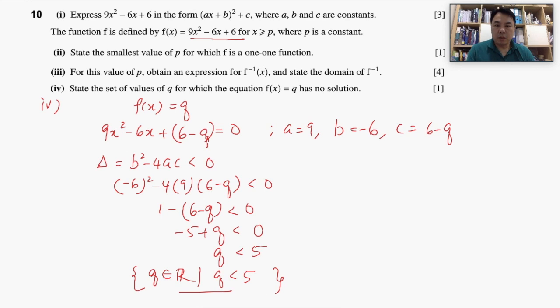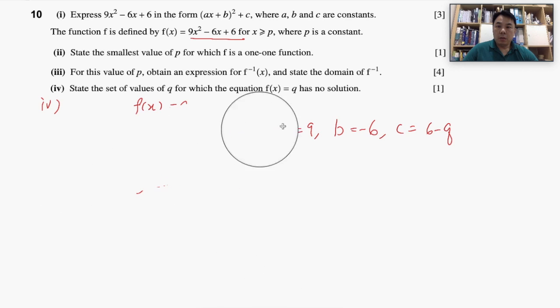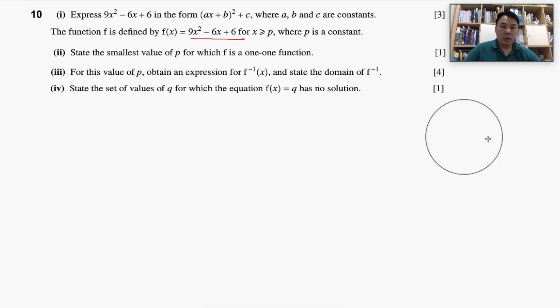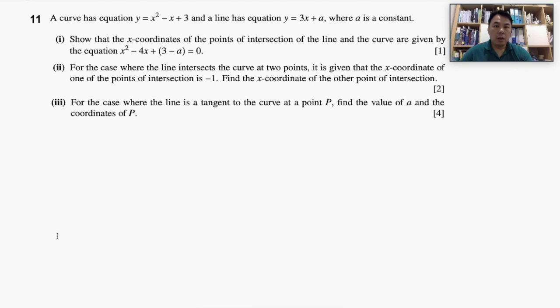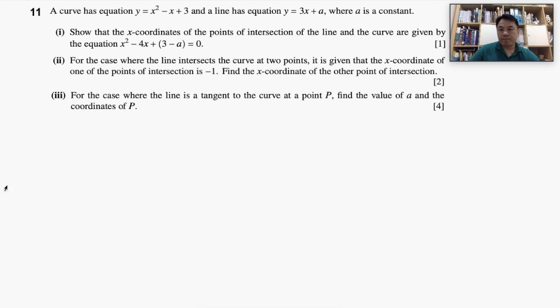Alright, so I hope that is clear. Alright, so if you are done, if you are ready, let's move on to 11 now. Just let me double check if there's any extra sections there in case I accidentally forgot. Okay, no. Okay, 11. Question 11.